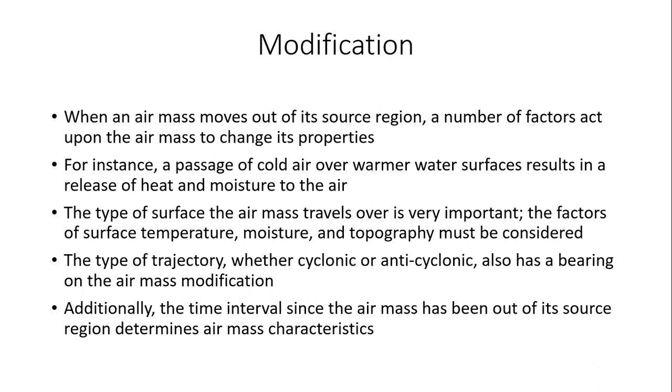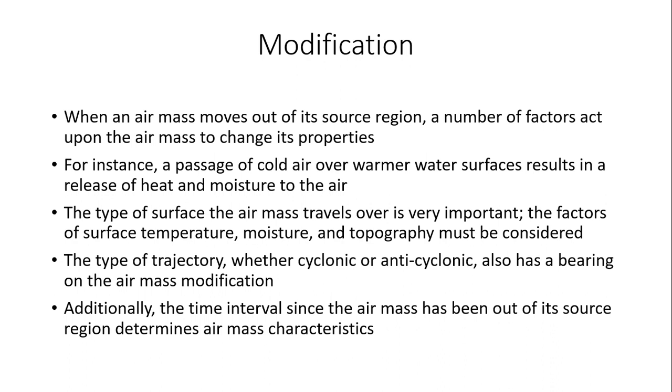Modification. So now we're going to talk about what is going to happen as these air masses move out of their source regions. For example, an air mass in wintertime is going to come down out of Canada, and it perhaps may have below normal or below zero temperatures. Okay? By the time it reaches Southeast Virginia or the Mid-Atlantic as a whole, those temperatures may have modified on the order of 20 to 30 degrees Fahrenheit. Okay? So when an air mass moves out of its source region, a number of factors are going to act upon the air mass to change its properties.